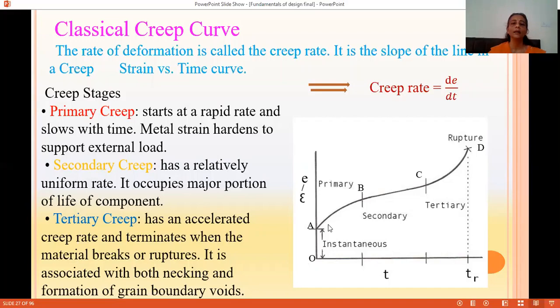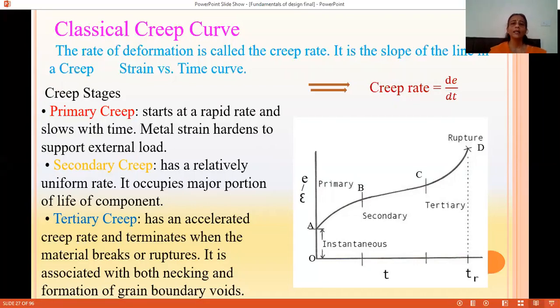A to B represents the first stage of creep, which is also known as primary creep. In primary creep, initially creep increases, but later on we can see that the creep rate decelerates, and the metal strain hardens to support the external load. This primary creep takes place in the initial life cycle of a component.